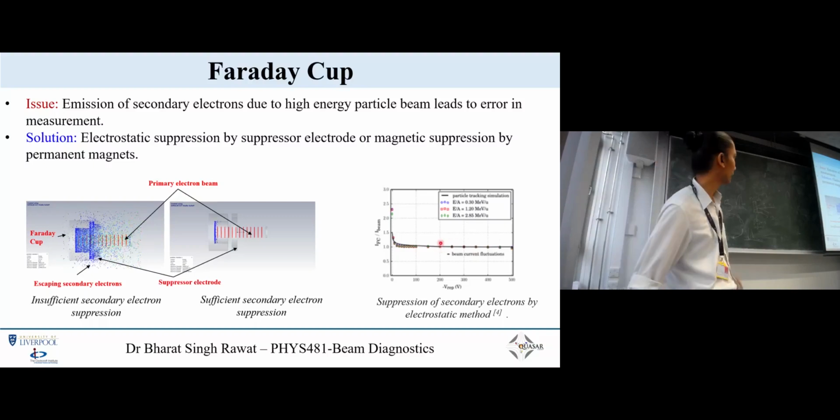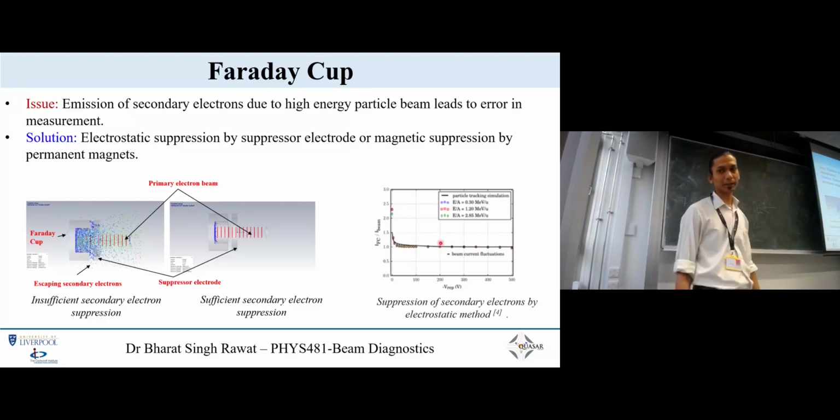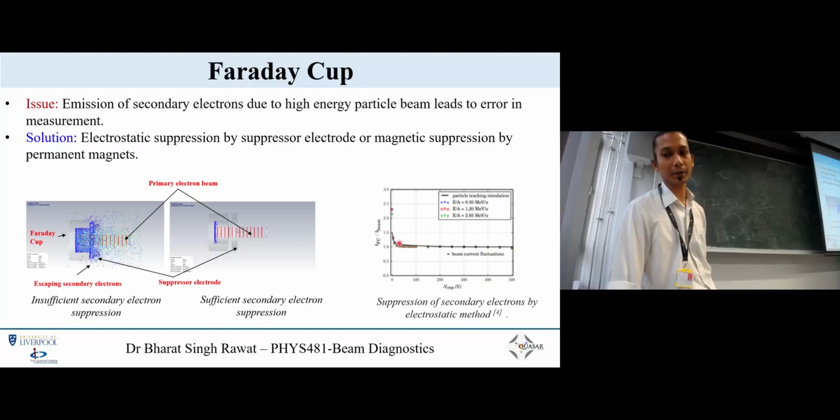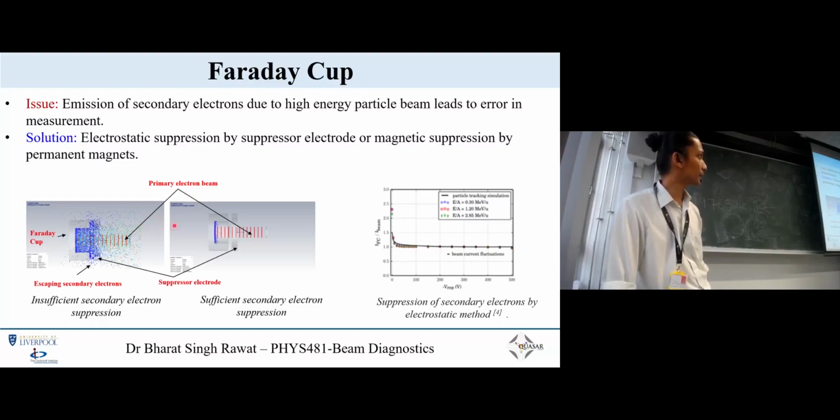So typically, we do this to calibrate our Faraday cup. We change the suppressor voltage, and then once it becomes constant, we usually keep it at the minimum value at which it becomes constant. So usually between the range of 200, 300 volts, it's enough to suppress the Faraday cup. This is one of the methods of suppressing electrons.